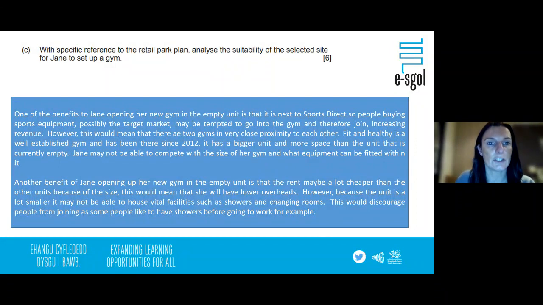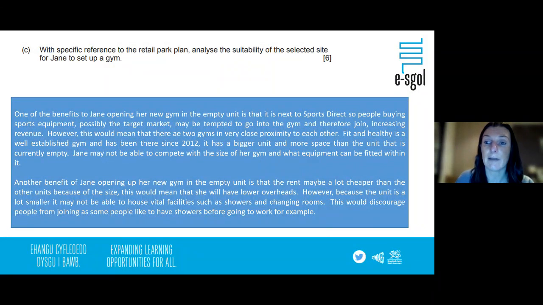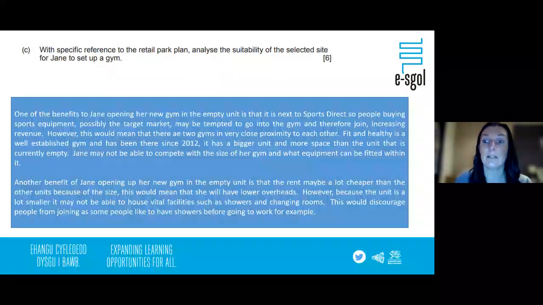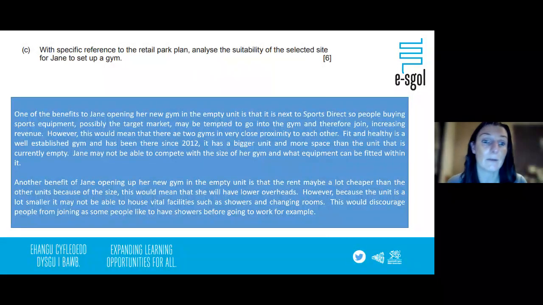So one of the benefits to Jane opening her new gym in the empty unit is that she's next to Sports Direct. So people buying sports equipment, possibly the target market, may be tempted to go to the gym and therefore join, increasing revenue. So I've said it's next to Sports Direct, so I'm bringing context into it. We've used the map. I've really looked at the context of this as a gym, and this is where you need to be thinking about this when you're doing your exam papers.